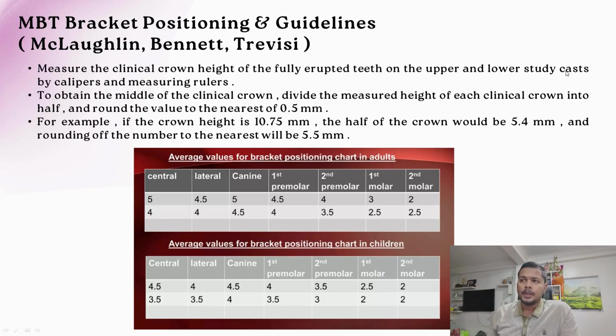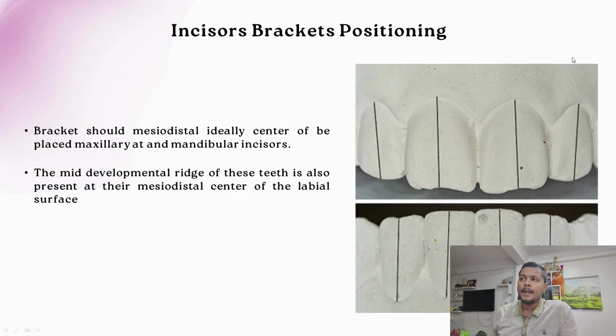Okay, so we'll continue to the next slides. If we are placing the brackets on the incisors, we should try to get the mesiodistal center or the facial axis of the clinical crown, so that we can get the ideal bracket placement location and the best result. So the bracket should ideally be mesiodistally centered on the maxillary and the mandibular incisors.